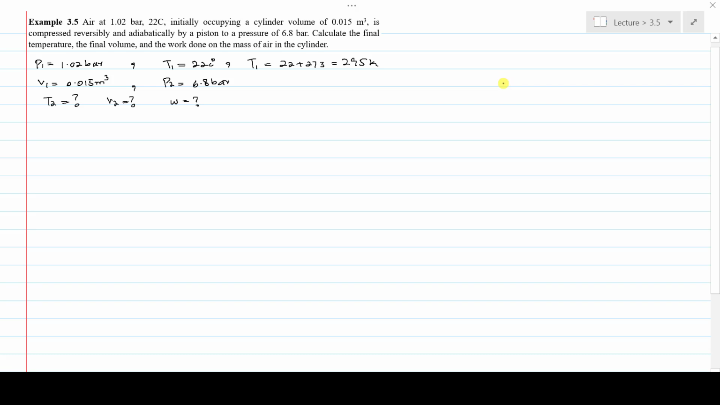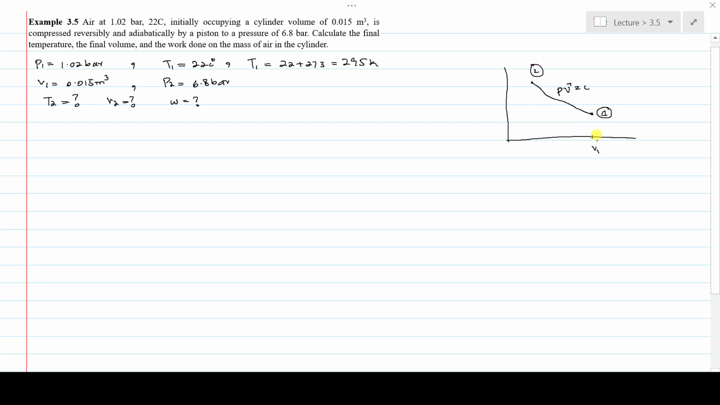Let me draw the PV diagram for this statement. Initially the volume of the gas was very high, let's say V1, and then it is compressed and reaches the final state, with P V to the power gamma equal to constant. As it says in the statement, compression takes place adiabatically. This is our initial state, this is our final state.